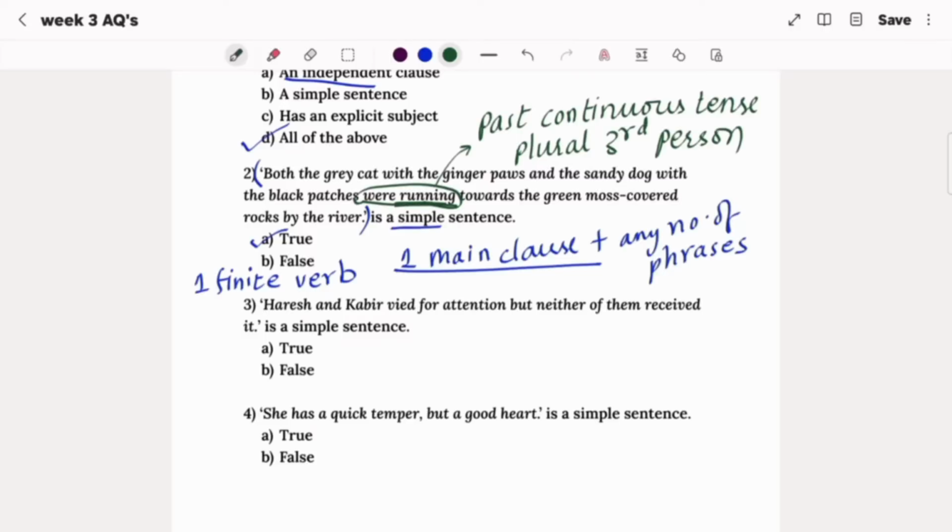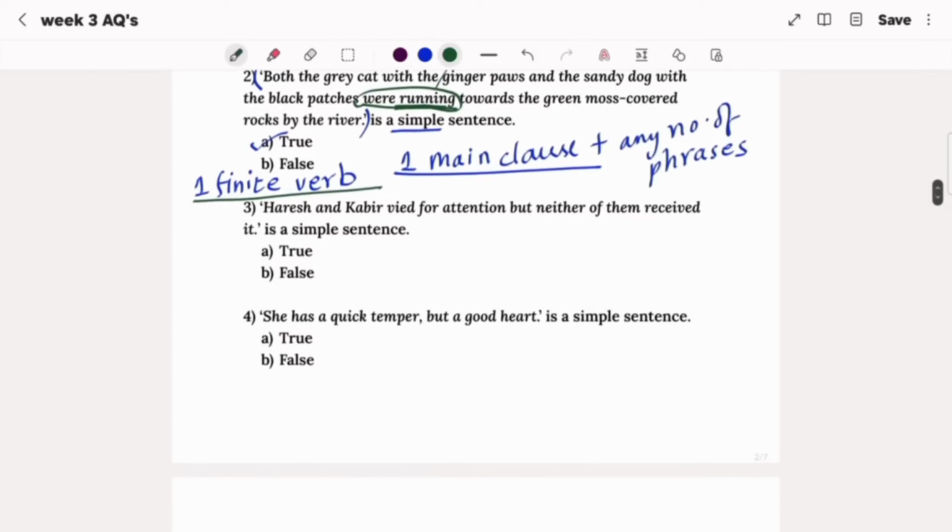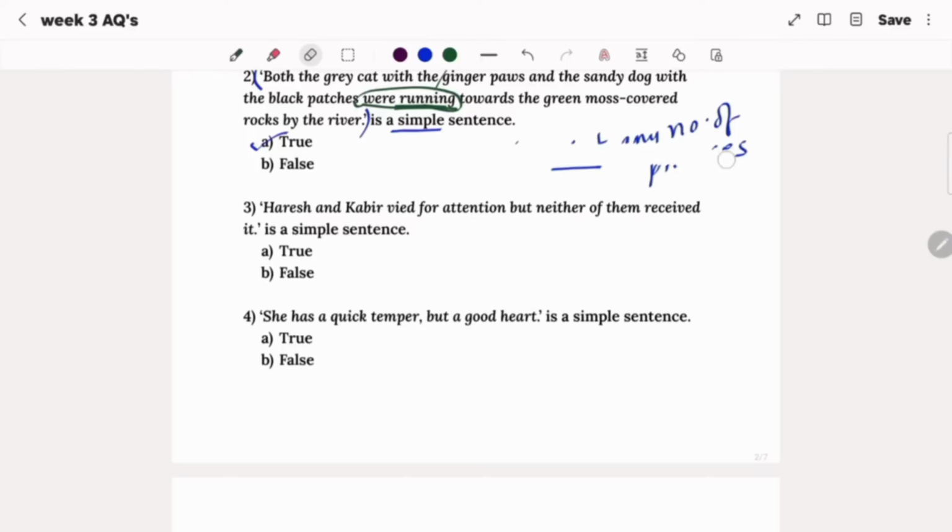So never decide a sentence seeing its length. You can never say if it's short, it's simple, or if it's lengthy, it's complex or compound. Just see if it has one main clause and if it has only one finite verb. If both these conditions are satisfied, then no matter how lengthy it is, it will always be a simple sentence. So let's move on to the next question.